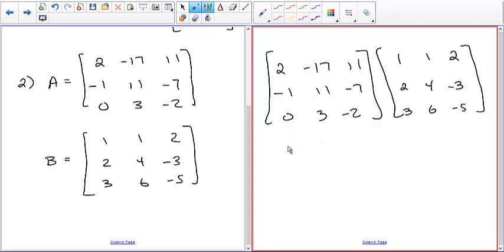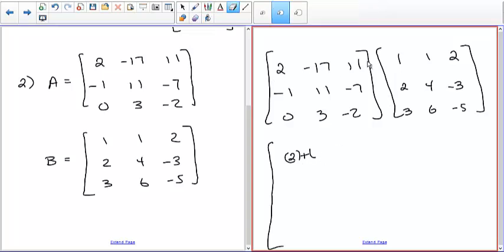Okay, here's our resulting matrix, which is 3 by 3. We're going to have 2 times 1, negative 17 times 4. I'm just going to write these out. Negative 17 times 4, that's negative 68. And then 11 times, did I do this right? This times that. Yeah, I did that wrong.